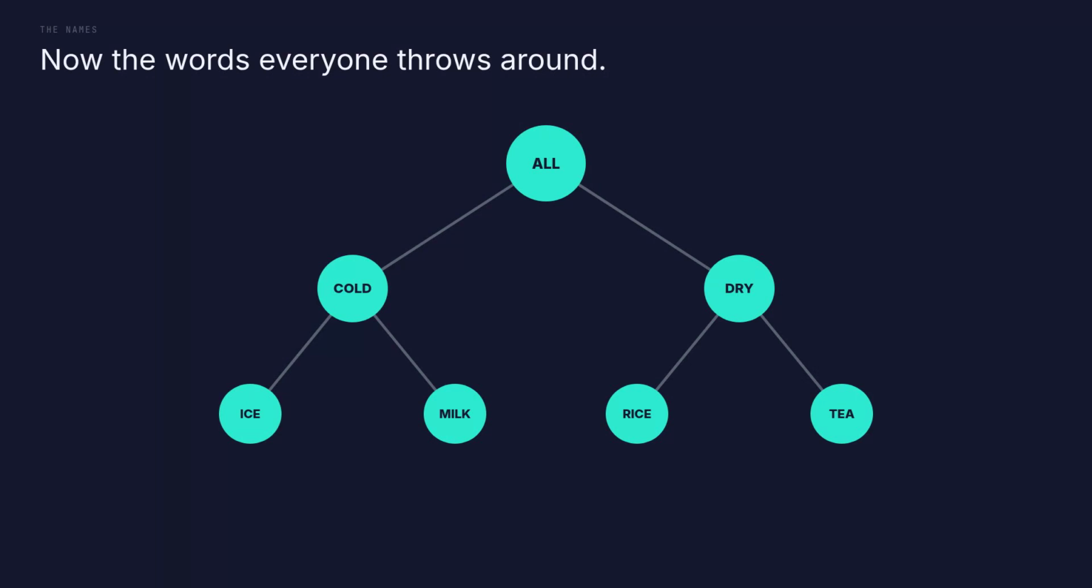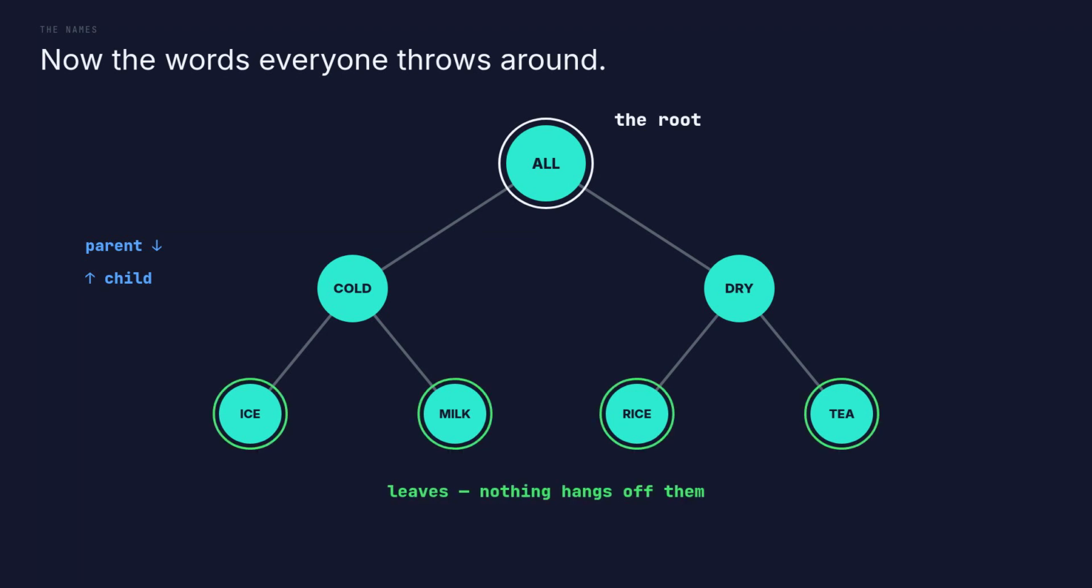Now the words, because these get thrown around constantly and they all just describe this same picture. The bin at the top is the root, no parent above it, and there's exactly one. Any bin with something hanging off it is a parent, and the thing hanging off is its child. And yes, the same bin is usually both at once, which is the part that trips people up. The bins at the bottom with nothing underneath them are leaves. And that's normally where your actual data lives. And every line connecting 2 bins is an edge. In code, that's literally just one object holding a reference to another.